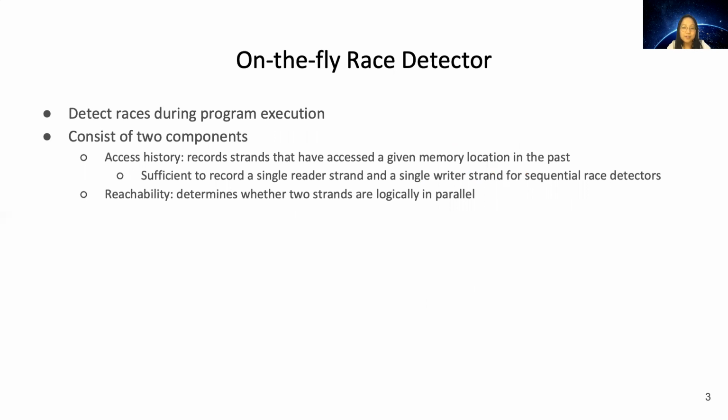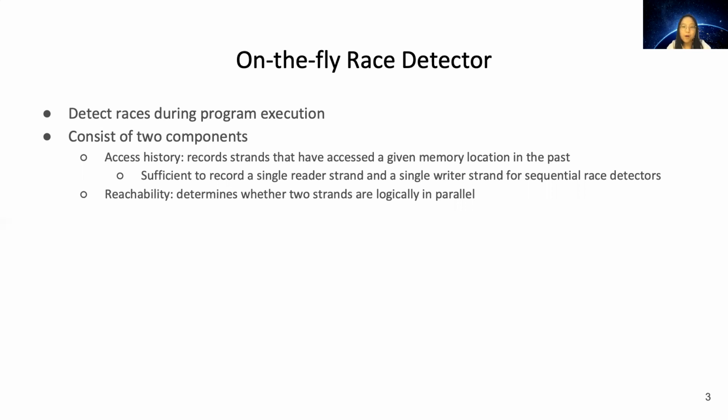A race detector has two components: an access history component that records strands that have accessed a given memory location in the past. It turns out that it is sufficient to record a single reader strand and a single writer strand for sequential race detectors. The other component is the reachability analysis, which determines whether two strands are logically in parallel.